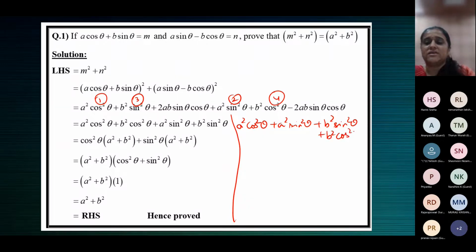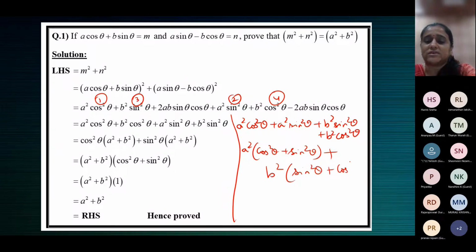So what is the idea here? Here we want to take a square b square common. So between the first 2 terms, a square is common. So in the bracket you will get cos square theta plus sine square theta. And between the last 2 terms, what is common? B square is common. So what will you get in the bracket? Sine square theta plus cos square theta.